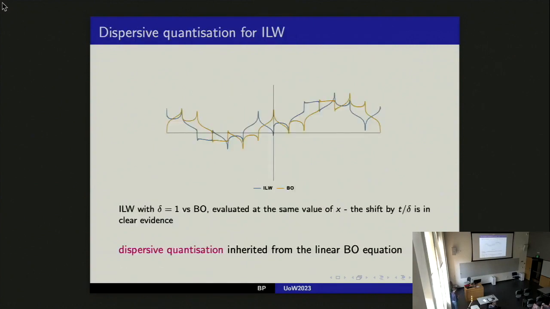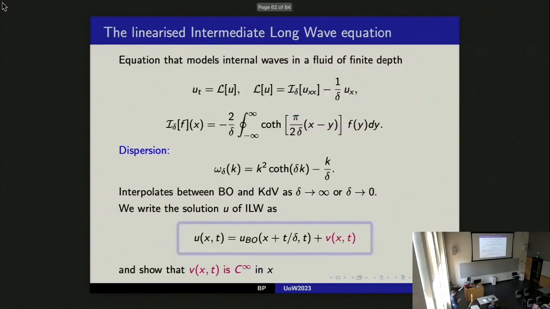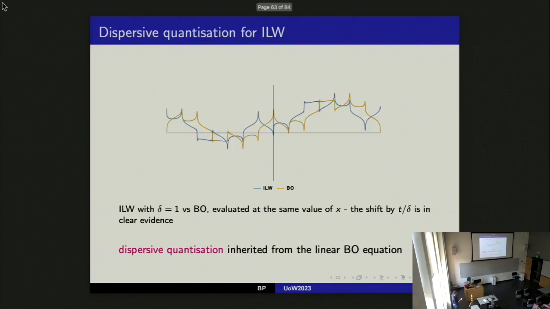This is a picture. This is with delta equal 1, so it's really a middle of the way case, but it's almost identical to the BO solution. The other term V is exponentially small, so you don't see it, and it's just translated. And you can also see that in the delta goes to 0 limit, you get exactly the behavior of the linear KdV.